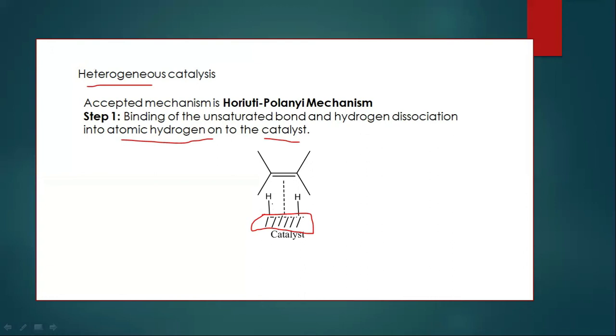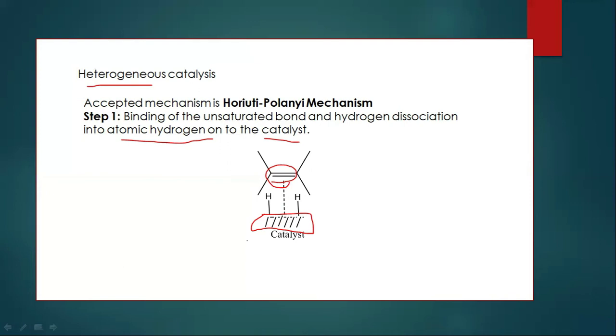Along with this hydrogen dissociation into atomic hydrogen, there is also one more process taking place over the catalyst surface. That is the binding of the unsaturated bond. In this case, the unsaturated bond is this one, the unsaturated bond of the molecule. It is trying to interact with the catalyst surface.